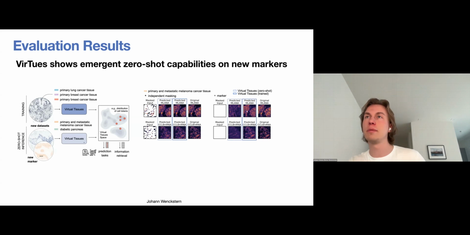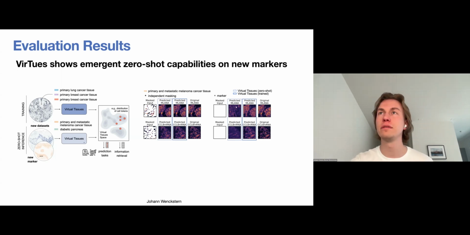Suddenly MLANA, melanoma masking, is not accurately predicted anymore if it's fully masked, which is, I hope, not surprising given that this marker has never been seen during training. So the model can't really know how it has to correlate with other markers, except for this structural bias of the protein language model, which is limited in terms of functional meaning.